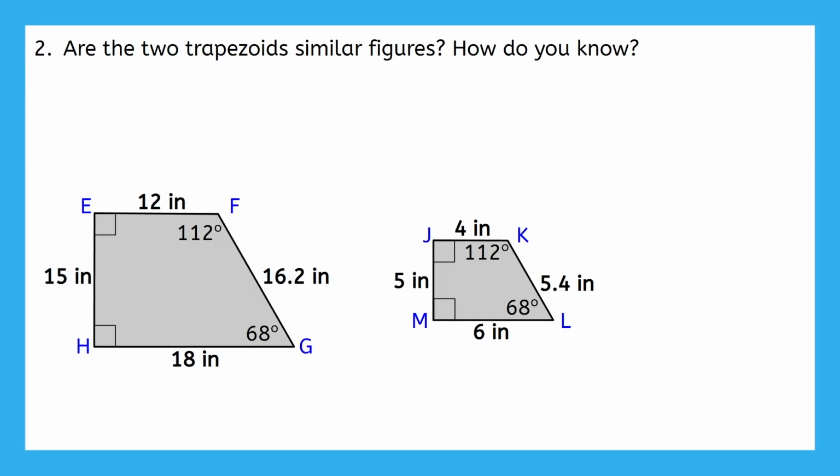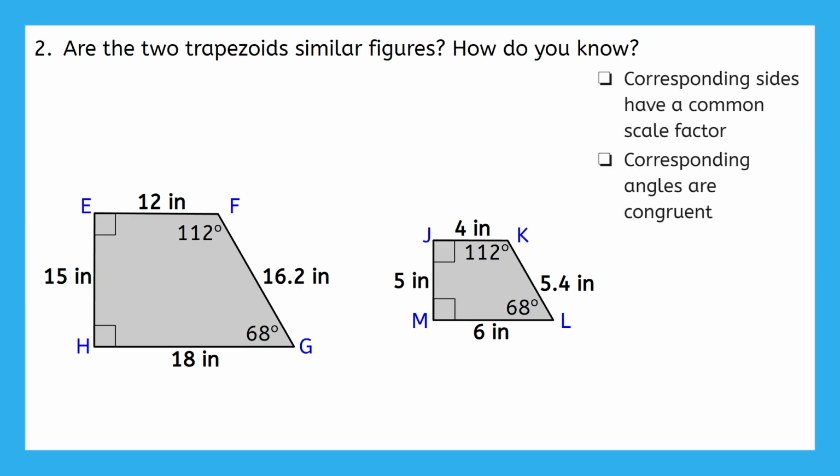Here's one more example. This says, are the two trapezoids similar figures, and how do you know? We know similar figures are the same shape but different sizes, and we have a handy checklist to help us determine whether they are or not. So go for it. See what you can come up with on your own.